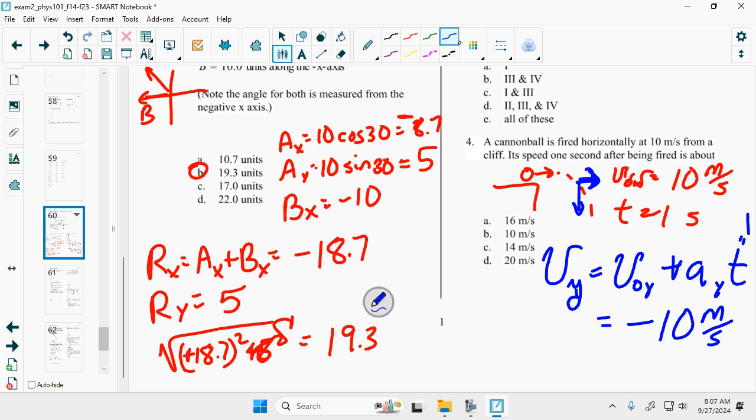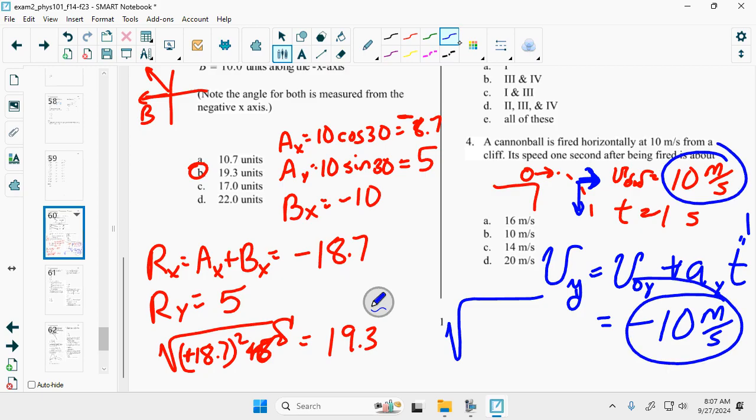So now if I want to know the magnitude of the speed at that point, it's going to be the square root of Vx squared plus Vy squared. That's 10 squared plus 10 squared. That's the square root of 200.